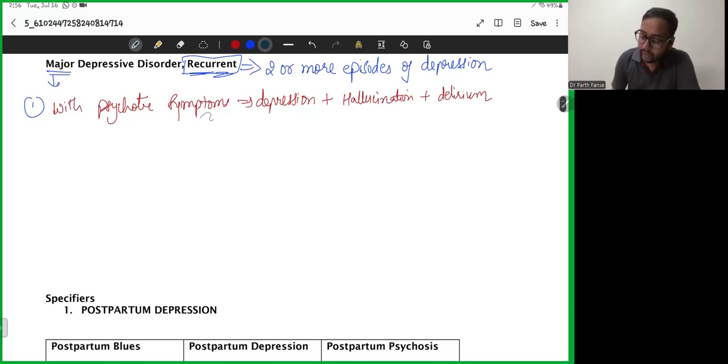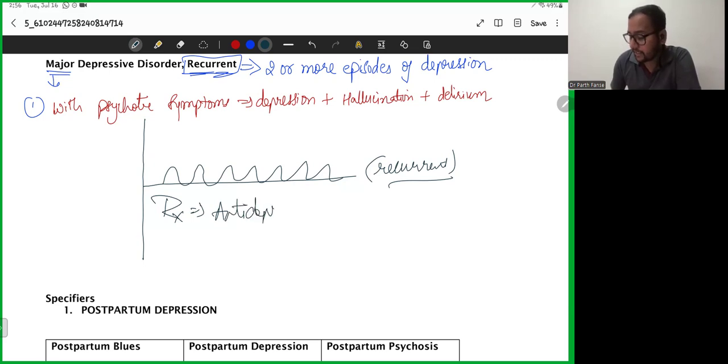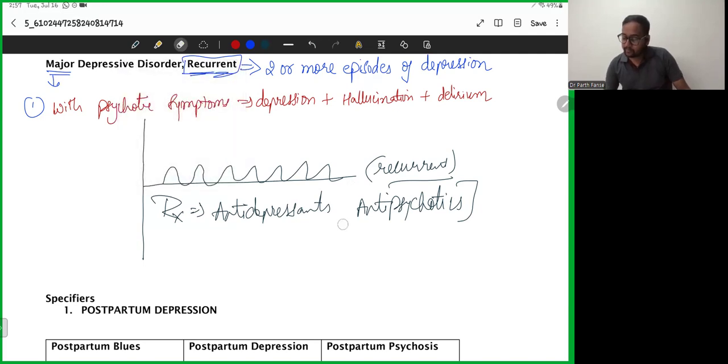If you want to look at a graphical representation, let's draw a graph, which we want to study like this. A person will be having recurrent episodes. This is nothing but recurrent. How can you treat the patient? You can treat the patient with antidepressants, and along with that, you can use antipsychotics as the patient is having psychotic symptoms. So I'm writing here: plus antidepressants plus antipsychotics.